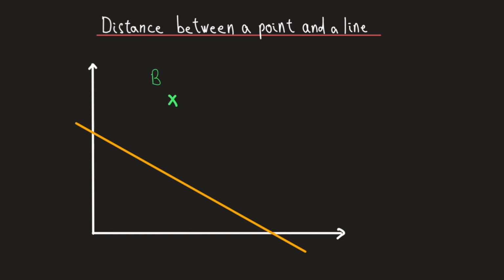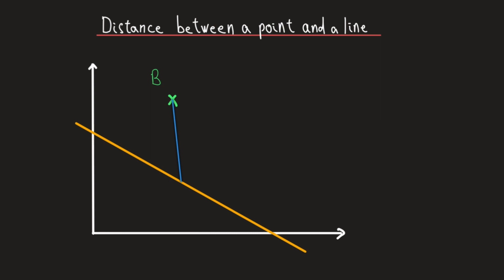Well, imagine if we have a segment joining our point B and an arbitrary point on our line in orange. Is the length of that line considered to be the distance between the point B and our line? Well, in reality, it is not. Because when we're talking about distances, what we're really referring to is the shortest distance between our point and our line. And what is that shortest distance?